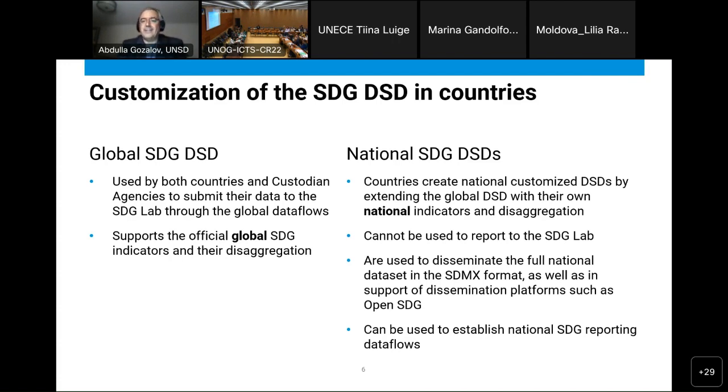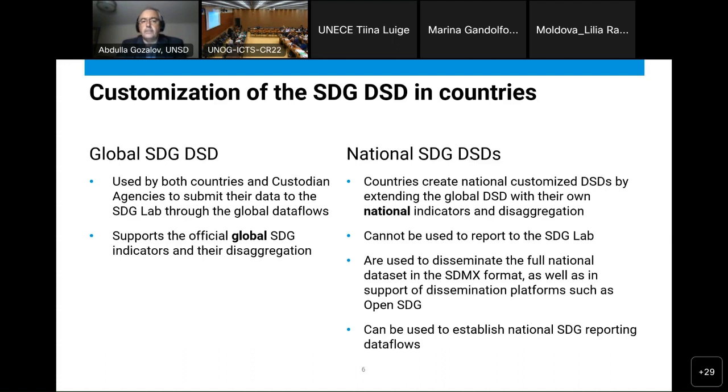However, the General Assembly Resolution on the 2030 Agenda for Sustainable Development requires that the data needs to be responsive to the national context and support disaggregation that is relevant to the national context. Therefore, recommendations are in place on how to customize the global SDG data structure for national use, how to extend the global DSD with national indicators and national disaggregation.